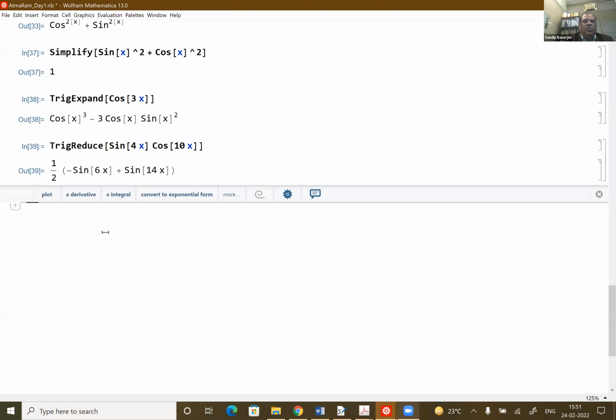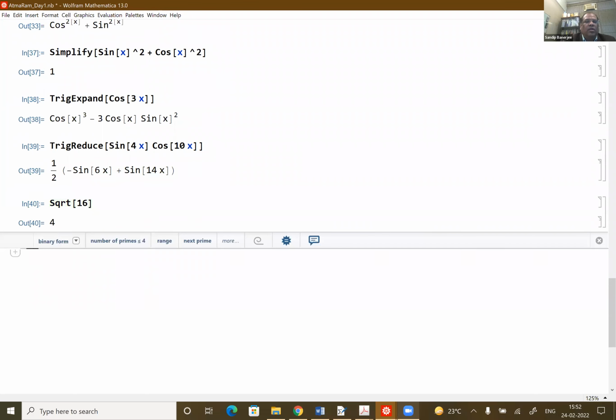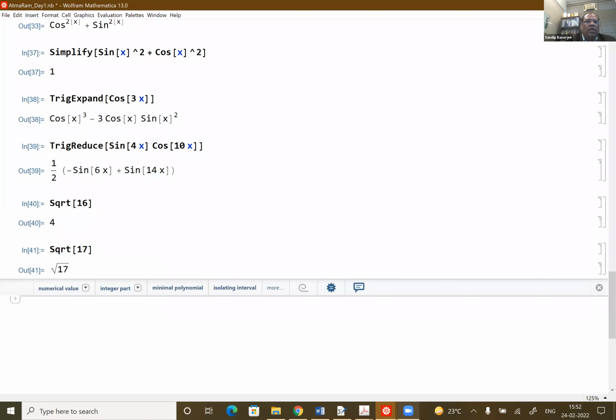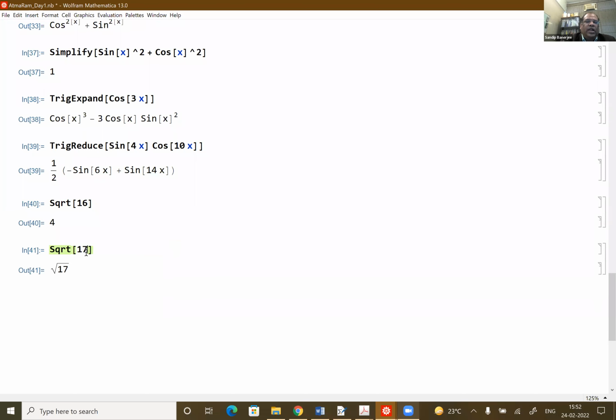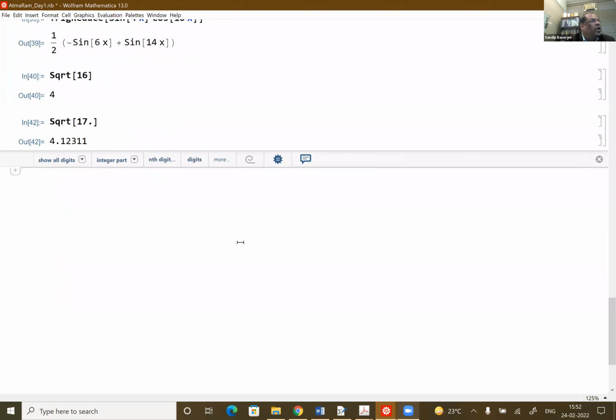Okay, so square root, SQRT. Square root of 16, square root of 17, and obviously I need a numerical one, so I just put a dot and it will give the numerical value.